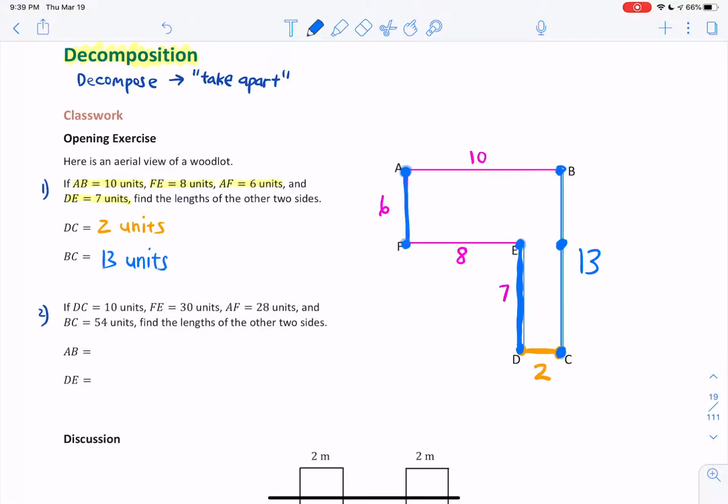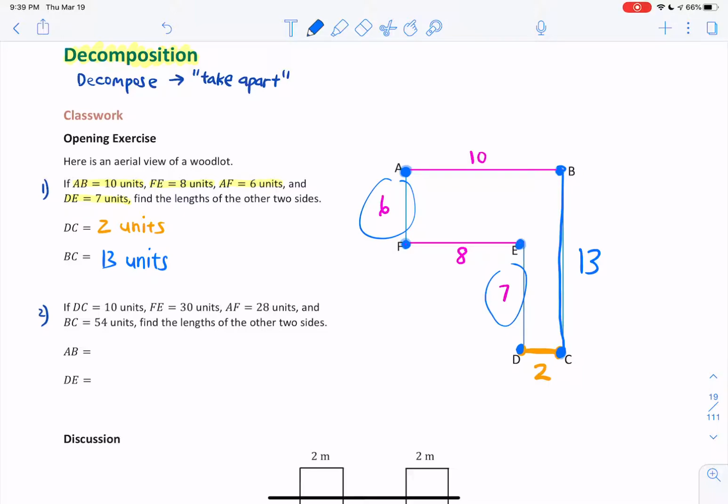So it just takes a little bit of detective work. Yeah, you have to look at the picture as a whole and piece it together. And also just make really good judgment calls. So I know that the length of BC is going to be longer than the other sides across. So if the other side is 6 and the other side is 7, I know that BC, the length that I figured out over here, must be bigger.